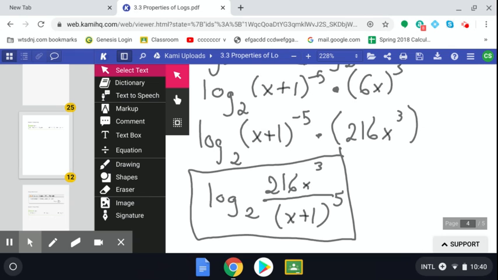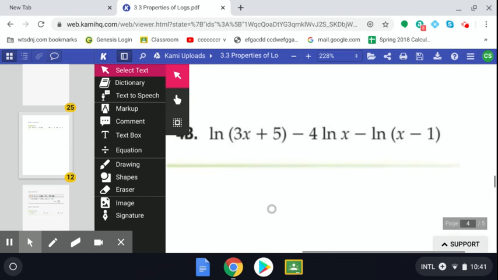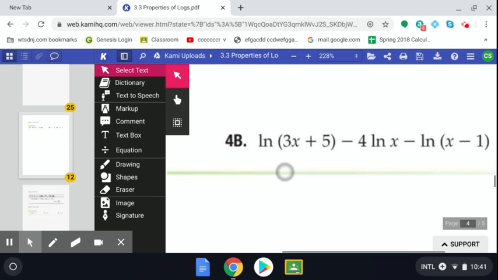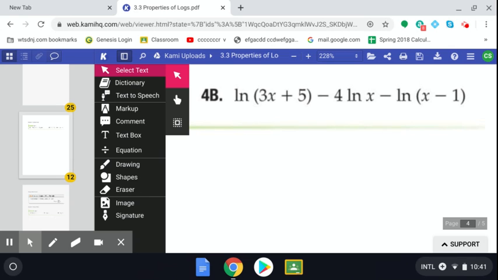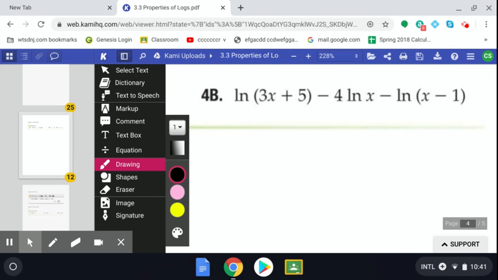All right. So that was for A. We need to do B. Okay, so this one we are going to condense as well. To condense this very long expression, once again, we want to bring it down to a single ln only once.